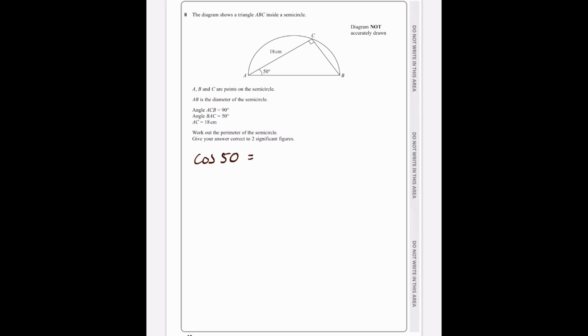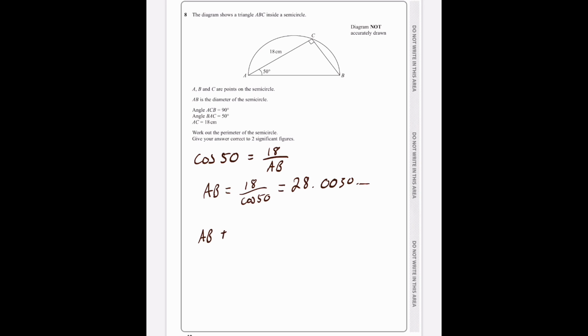Question number 8. Starting with a bit of SOHCAHTOA, cos of 50 will be the adjacent over the hypotenuse, that's 18 over AB. Multiply both sides by AB, divide by cos 50, we'll get AB is 18 over cos 50, which comes out as a tiny bit over 28.